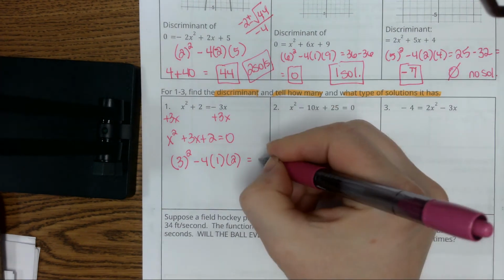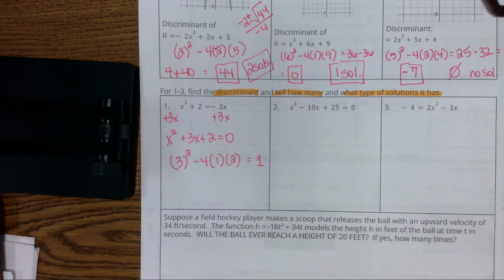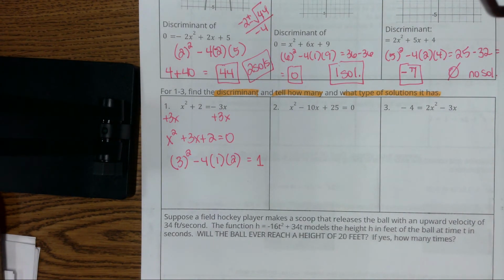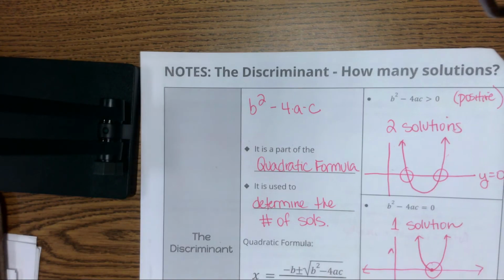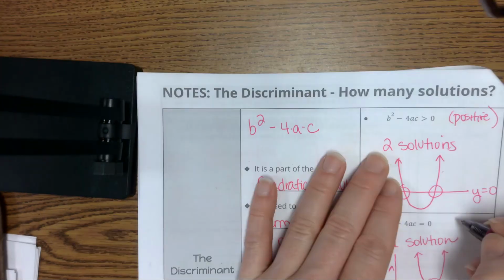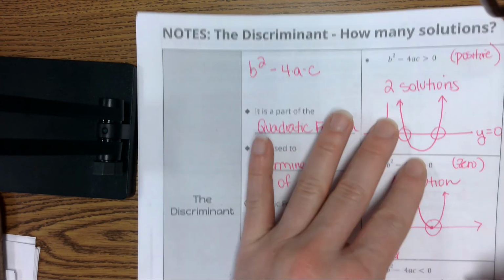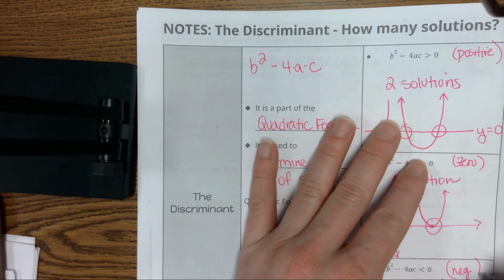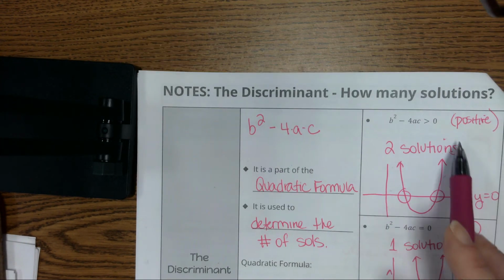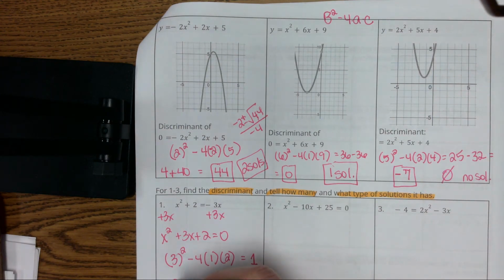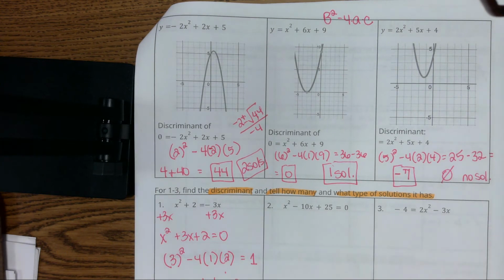I get 1. That doesn't mean there's 1 solution. We had 3 categories. We had positive, 0, and negative. So this one is a positive number, you're right. So there are 2 solutions.